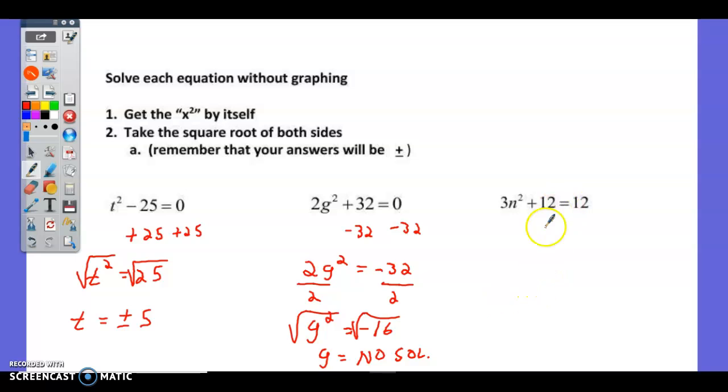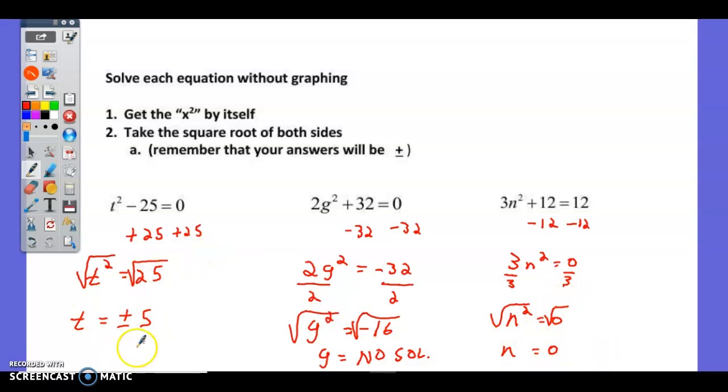Now over here, I can't type this in to graph it because I would have to set it equal to 0, meaning I would subtract 12 from both sides and I have 3n squared equals 0. So that's one way of doing it. So subtract 12, so 3n squared equals 0, divide by 3. You can already see the answer here. So n squared equals 0, the square root of 0 is just 0. So in this case, our one solution to this is 0.